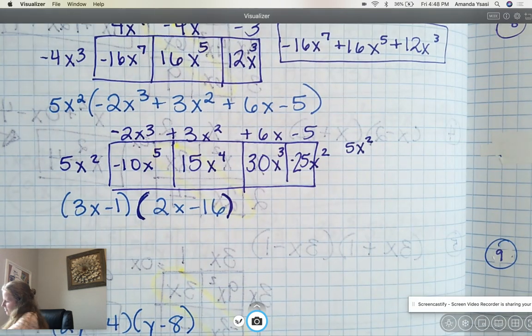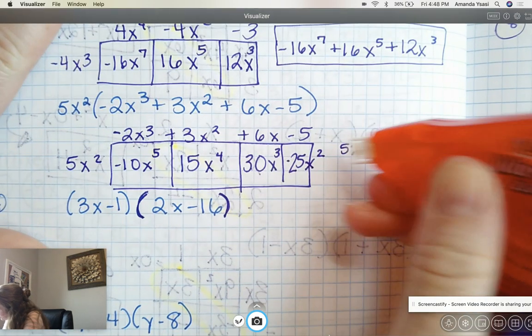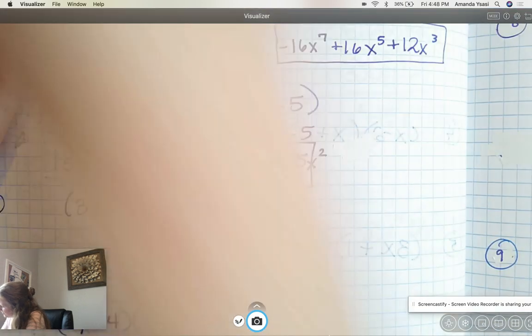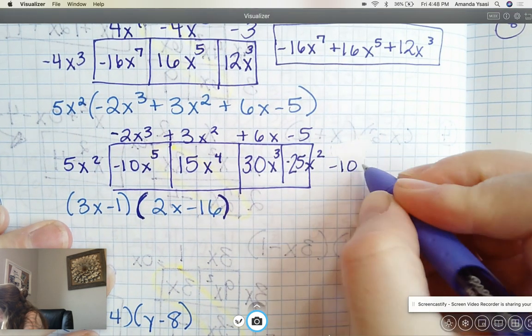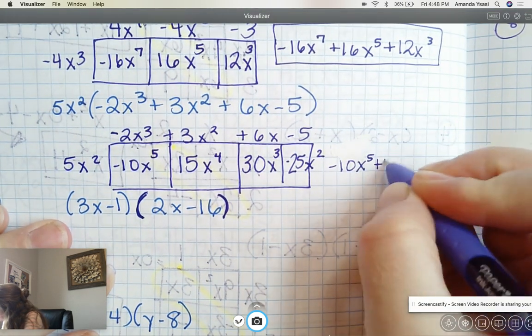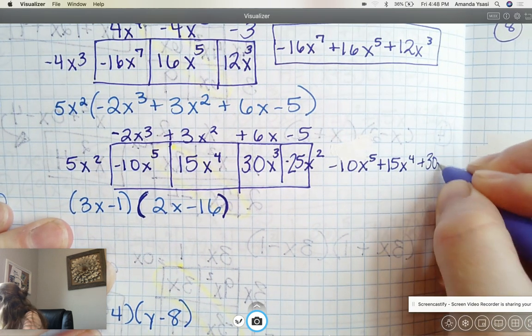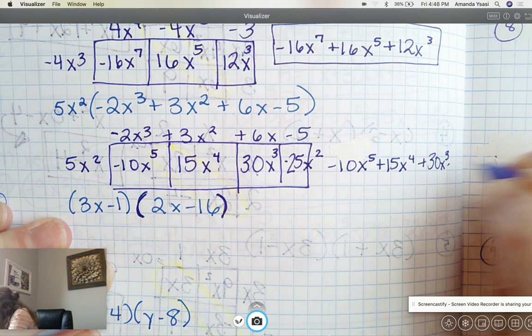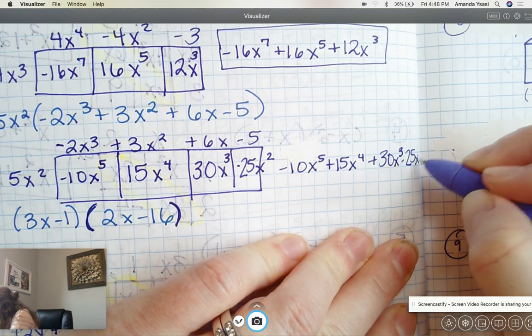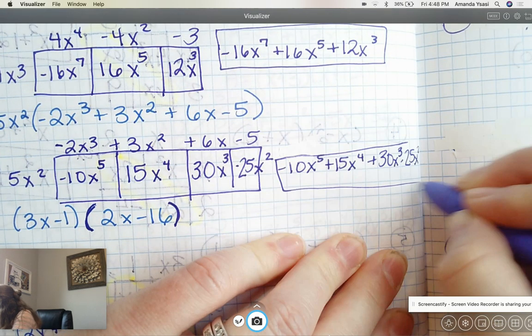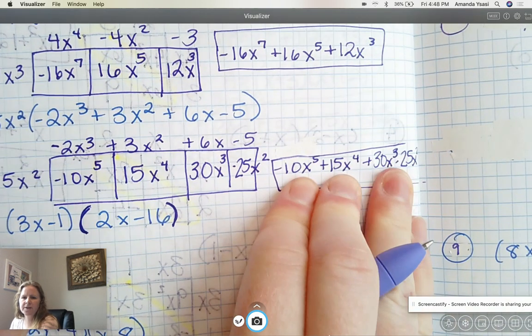Oh, well, that's on our first turn. I'm going to use my handy dandy rhino. Okay, so it's negative 10x to the 5th plus 15x to the 4th plus 30x to the 3rd minus 25x squared. Hopefully you can see that.